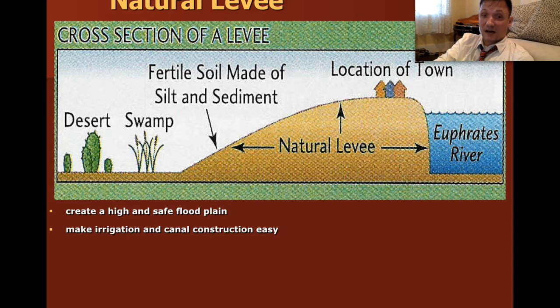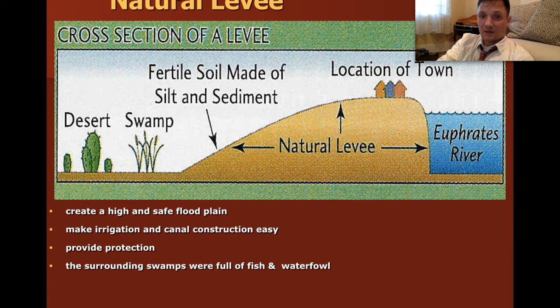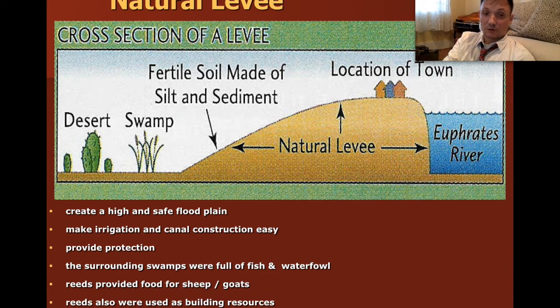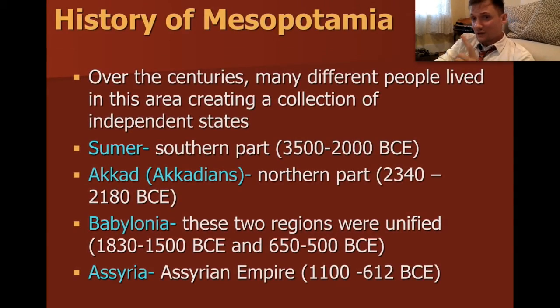So it creates a high and safe floodplain, makes irrigation and canal construction stupid easy, provides protection, and then the surrounding swamps were full of fish and waterfowl for hunting. Reeds provided food for sheep and goats. Reeds also were used for building resources. I mean, this really set them up to be in a good spot.